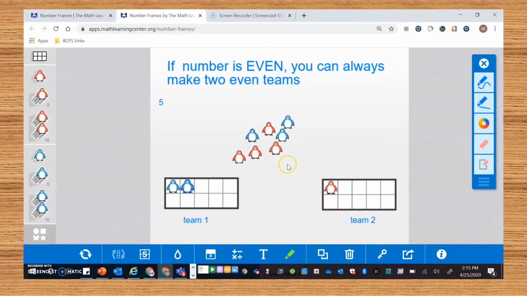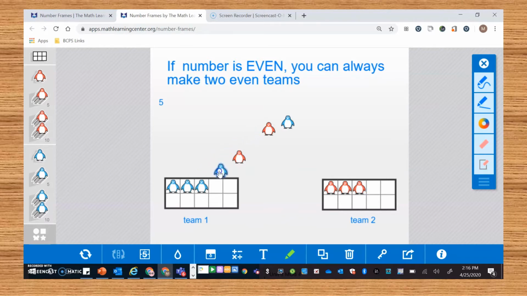So this is not even. But I'm going to even it out by putting another penguin there. So now I have 2 on team 1 and 2 on team 2. 3 on team 1 but 2 on team 2, so this is uneven. So now I'm going to go ahead and put a penguin there. So now I have 3 on team 1 and 3 on team 2, which is even. I'm going to pause here and let's take a look at how many we have total. We have 1, 2, 3 blue penguins, 1, 2, 3 red penguins. So 3 plus 3 gives us 6. Exactly right. So 6 is an even number.